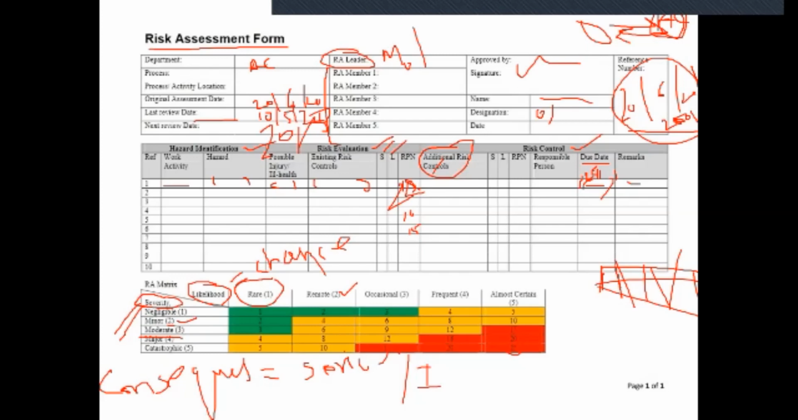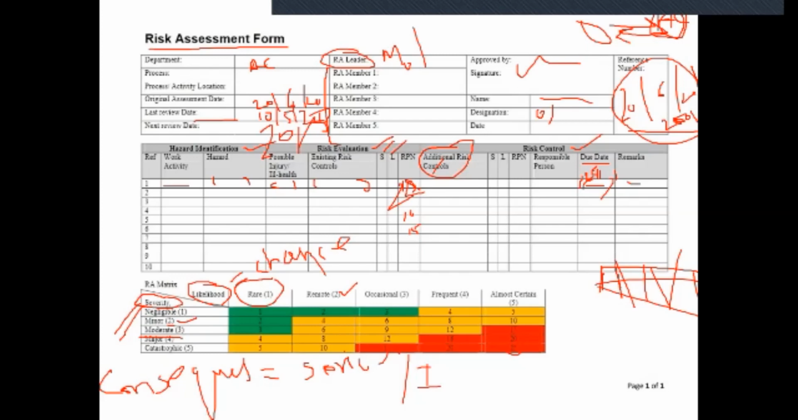Occasionally happening means a moderate manner. Likelihood, chances: occasionally, maybe something happens, this is occasional, and the number is 3. Frequently happening, this is 4. Almost certain is very dangerous, very high danger.